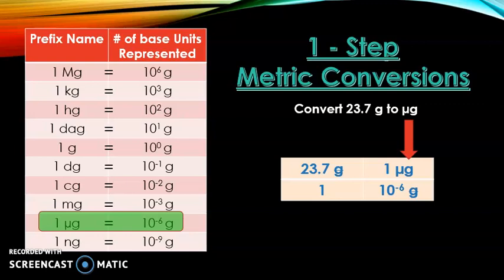So you pick up your calculator and you're going to type in 23.7 and then divided by 10 to the negative 6th. And we're going to divide by 10 to the negative 6th because it's on the bottom this time. Once you plug that into your calculator, you should be able to get back out the answer of 2.37 times 10 to the positive 7th micrograms. Now you should have pages and pages of practice problems, so I want you to go ahead and try a couple out until this starts to become more natural. Then you can move on to the more complicated two-step metric conversions.